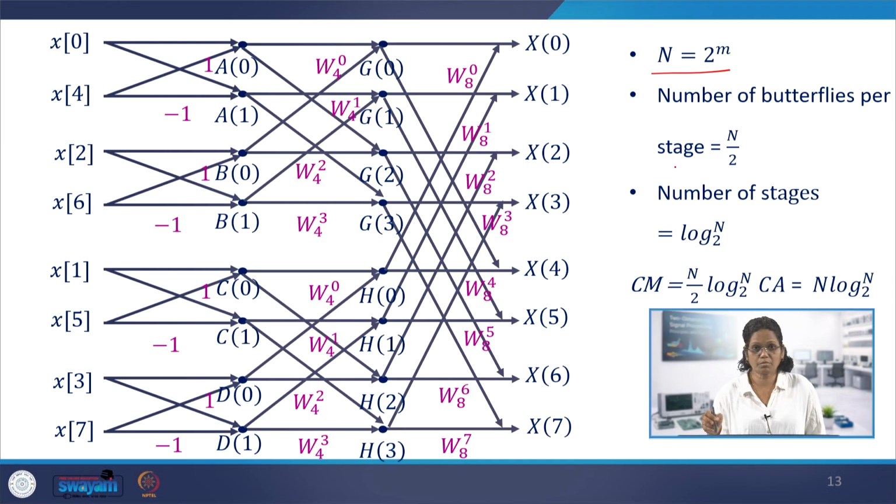So number of butterflies per stage, if we take this stage, this has 4 butterflies. Okay, so this is one butterfly.